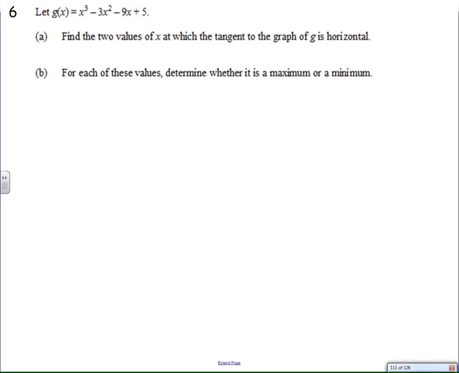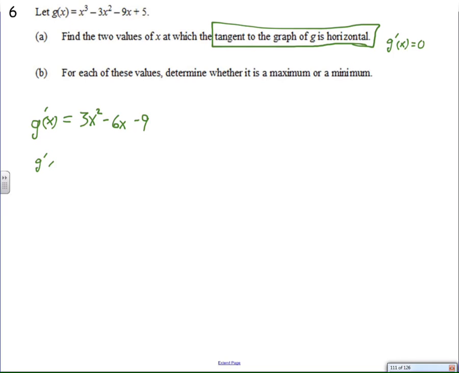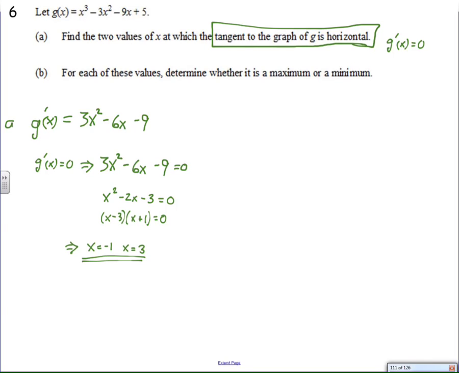Number 6, here we are asked to find basically when the tangent is horizontal. In other words, we're looking for stationary points, two values of x where the stationary points exist, and for each of the values we have to determine if we have a maximum or minimum. So the first thing is, when does the derivative equal 0? So I find the derivative, set it equal to 0, which requires dividing everything by 3 to make nicer coefficients, and then simple factoring, and we get two values for horizontal tangent lines.